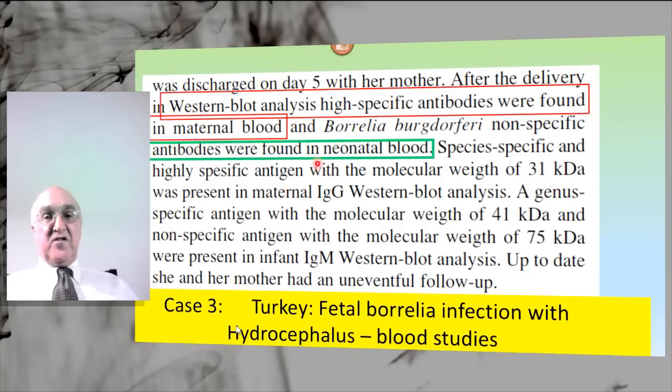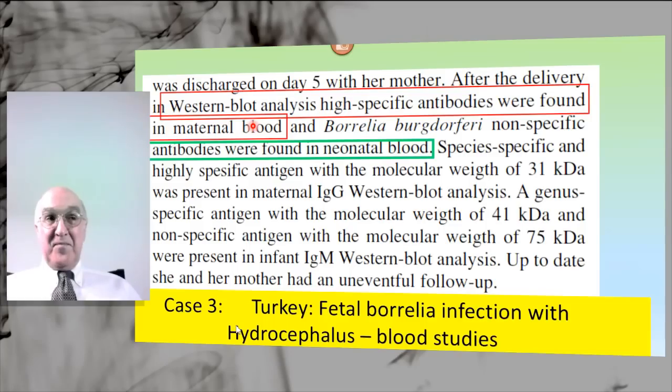In our studies, Western blot analysis showed that highly specific antibodies to Borrelia burgdorferi are found in maternal blood, while non-specific antibodies are found in neonatal blood. That means in the baby's blood. The antibodies in the baby were not as specific. They were Borrelia-like. Antibodies in the mother's blood were highly specific. So here's a disconnect. The blood of the baby with a major league infection and a hydrocephalus has non-specific, not so much Borrelia-type antibodies. The mother has straight ahead, Western blot positive, highly specific antibodies in her blood.